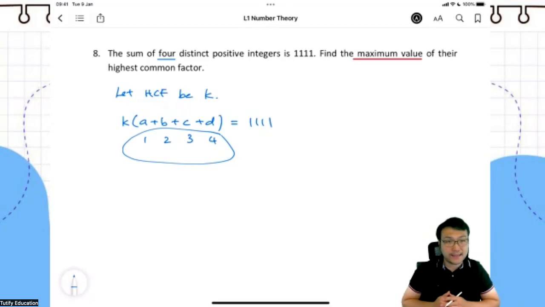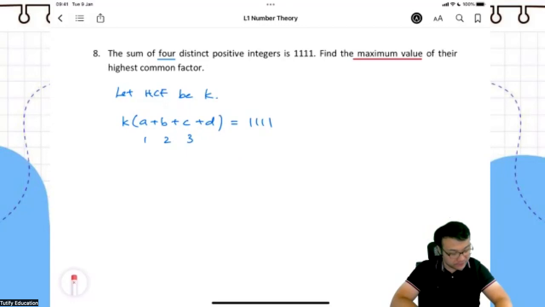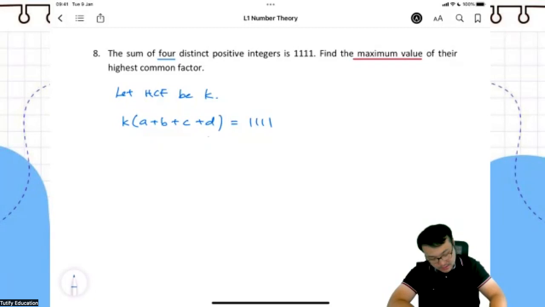Do you think 10 is a factor of 1111? Do you think 1111 can be divided by 10? No. What do you think it can be divided by, which is very close to 10? 11. So instead of making D equals to 4, can you change the D? Yes, you can make it 5. Very good. So let's write it down, okay? Let A plus B plus C plus D be 11. Which is actually 1, 2, 3, 5.